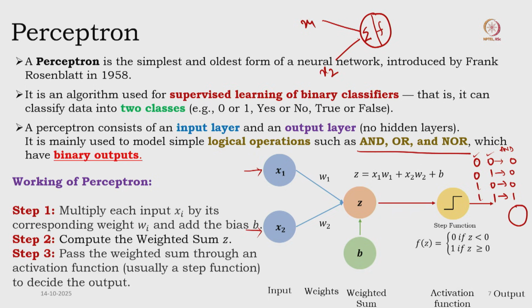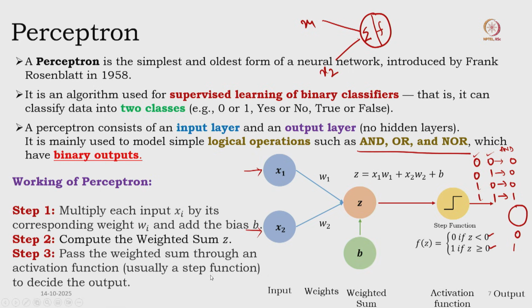Now what is a step activation function? If the z value is less than 0, then the output will be 0. If the z value is greater than or equal to 0, the output is 1. So that is what a step activation function is. Then we have a threshold. Instead of 0 here, we can have some threshold value. If the summation result is greater than or equal to a certain threshold value, we get one output. If it is less than the threshold value, we get the other output.